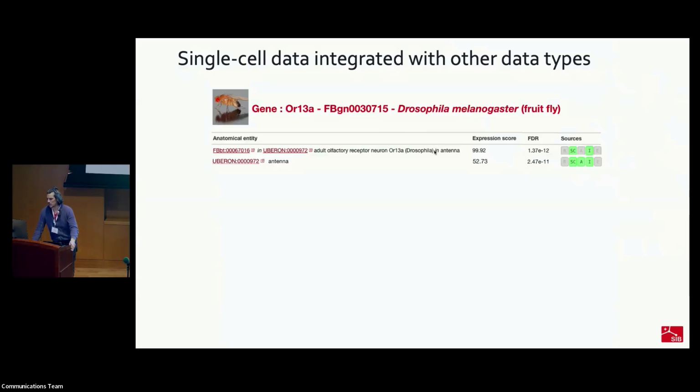And to quantify gene expression comparably between experiments, we use what we call an expression score, which is a non-parametric statistic that is batch effect free, and that we can then compare between species, experiments and data types. And it goes from 0 to 100. So here, an expression score of 99.92 is really, really high expression for that gene.